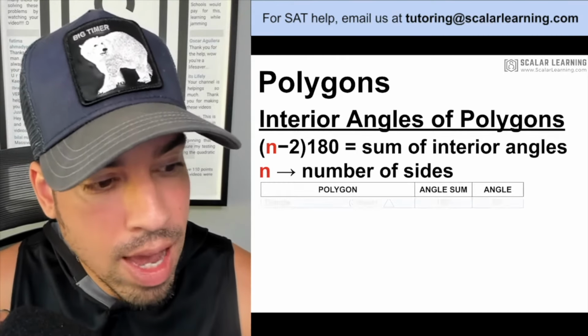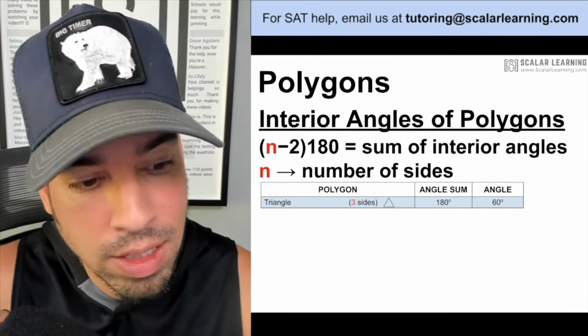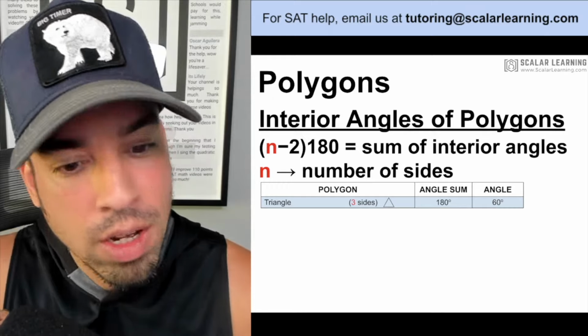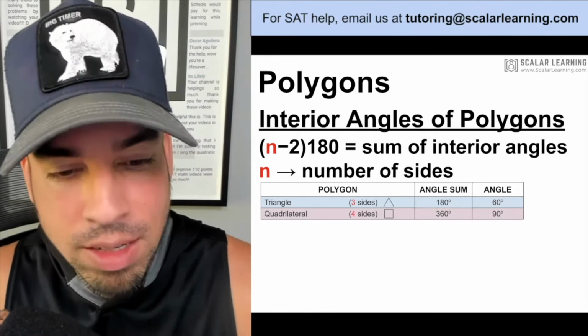So if we have a triangle, we all know that it adds up to 180 degrees, but you can also plug it into this formula. 3 minus 2 is 1 times 180 is 180. And for a quadrilateral, it's going to be 360.